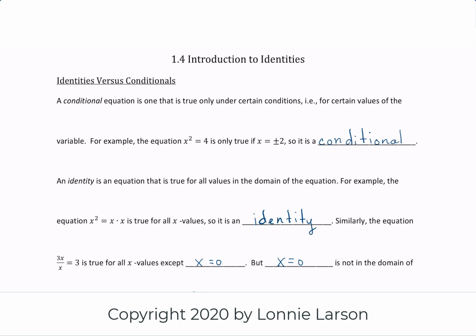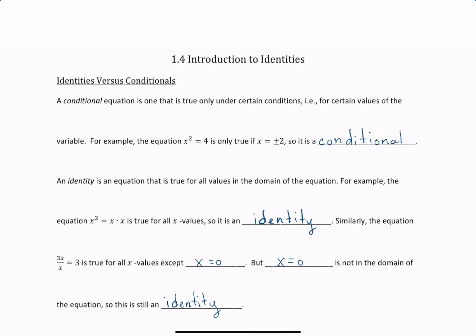In the next couple of sections of the book, we'll talk about something called identities. Section 1.4 is an introduction to identities. First, we need to talk about what identities even are. Identities versus conditionals. A conditional equation is one that is true only under certain conditions.